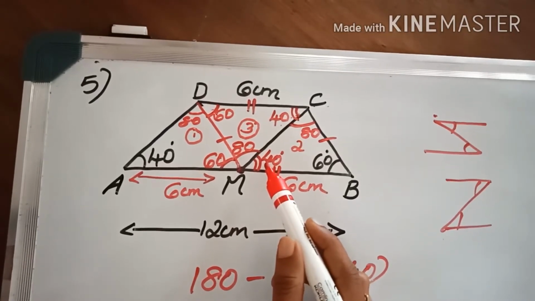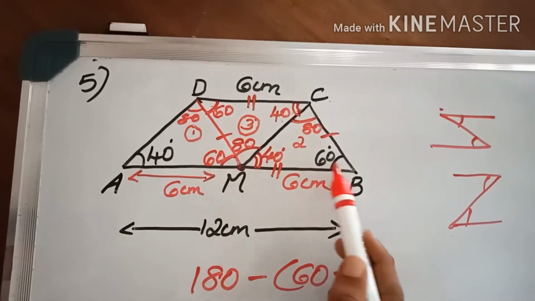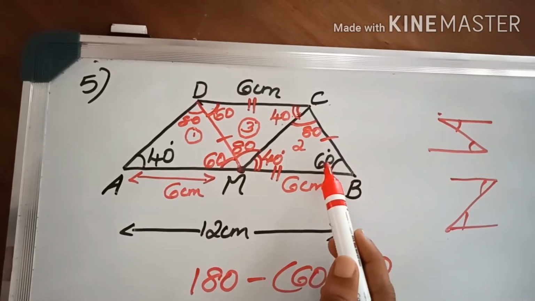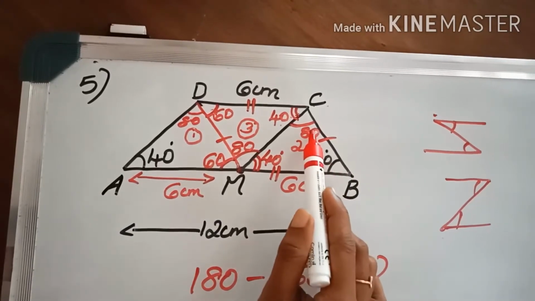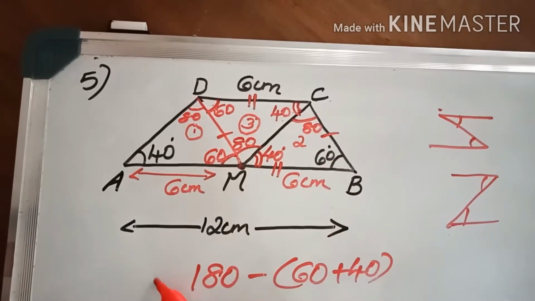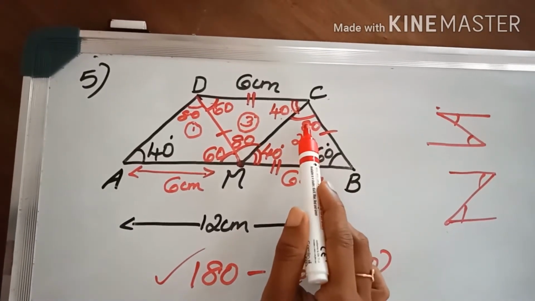This is the Z rule. So 40 degree here, 40 degree here we got. Now 60 degree is already given. So 60 plus 40 is 100. So 180 minus 100 is 80 degrees. By angle sum property, 180 minus (60 plus 40), here we got 80 degree.